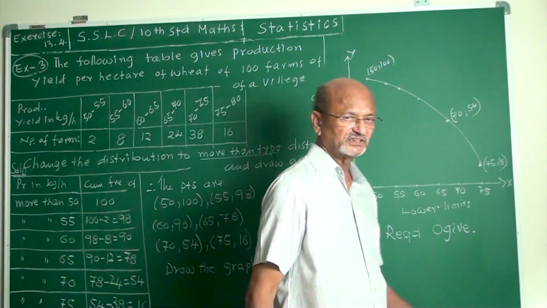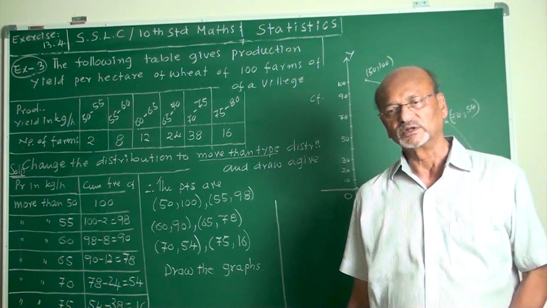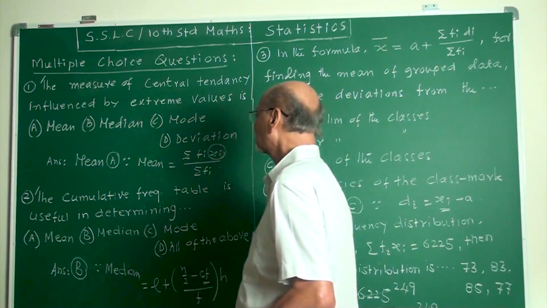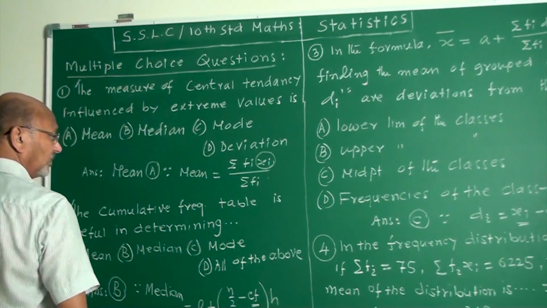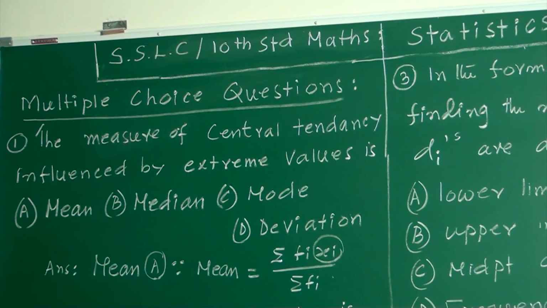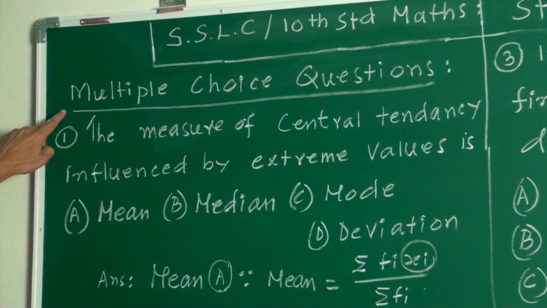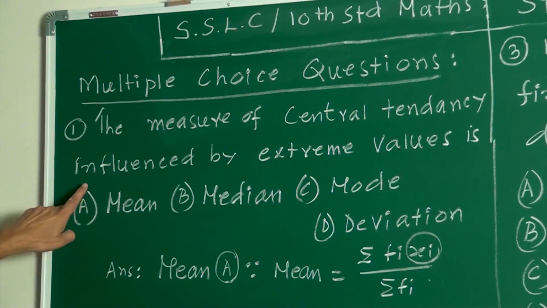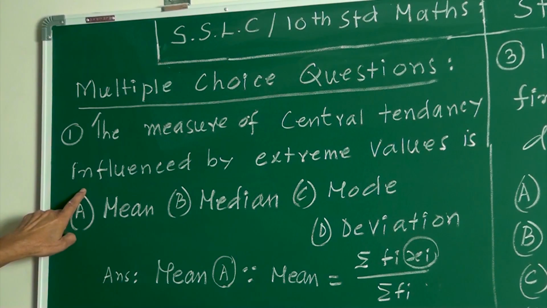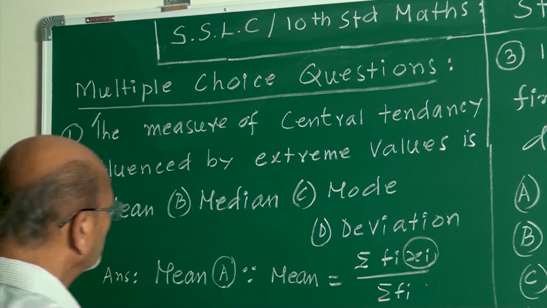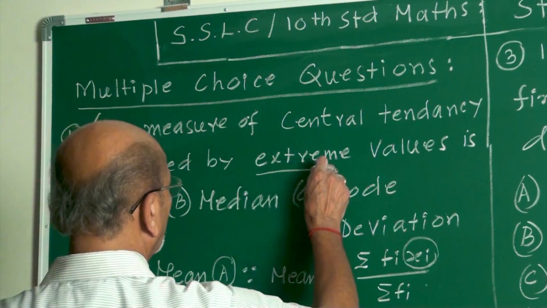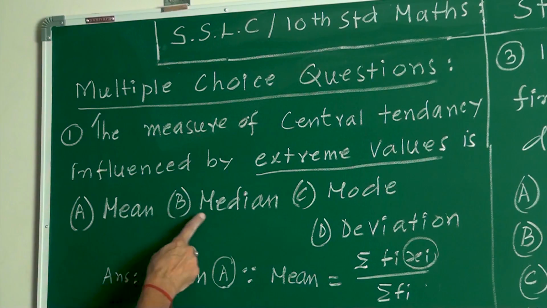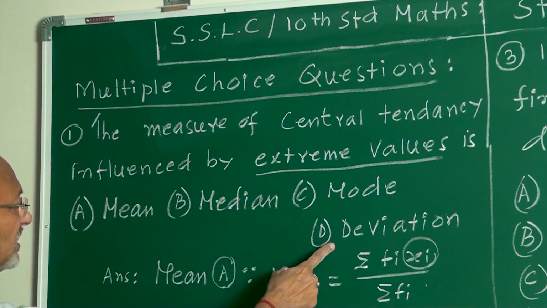Yes, my friends, just a few examples of objective type or multiple choice questions. The measure of central tendency influenced by extreme values, this is very important. Influenced by extreme values is dash: mean, median, mode, deviation.